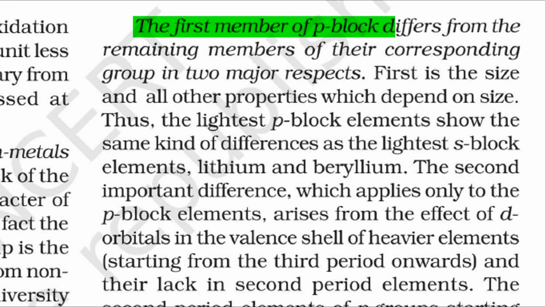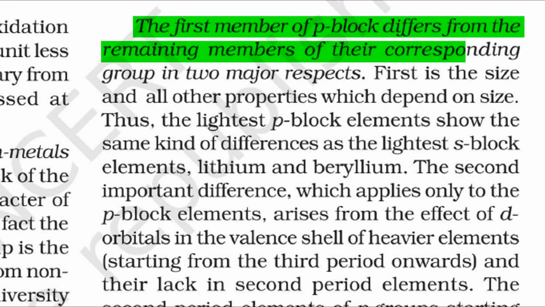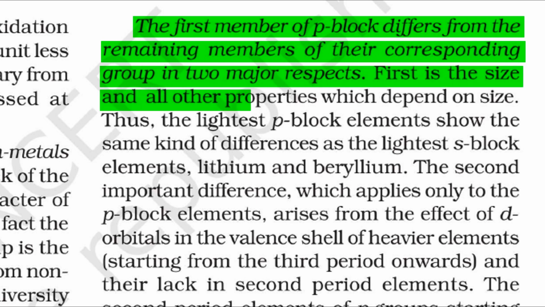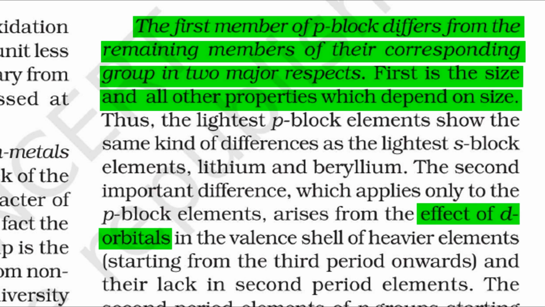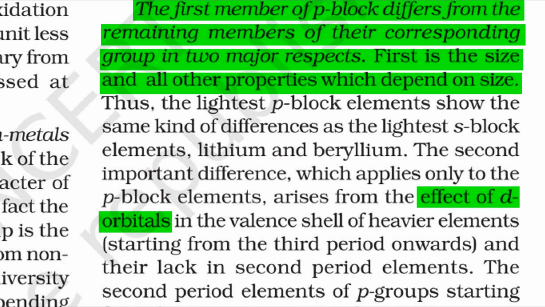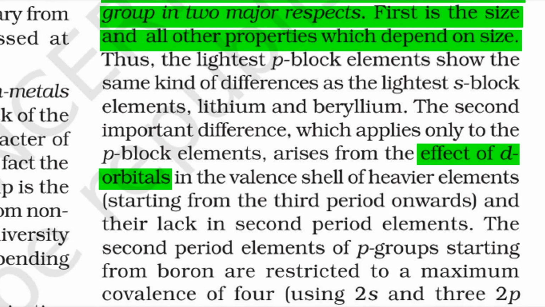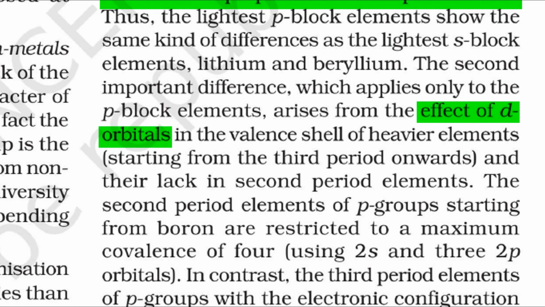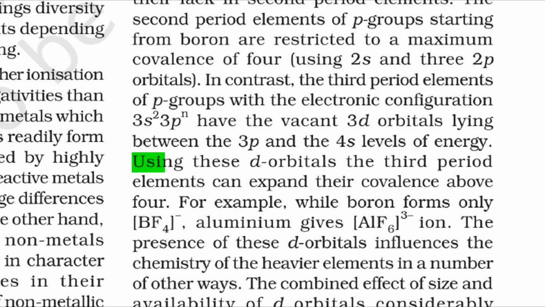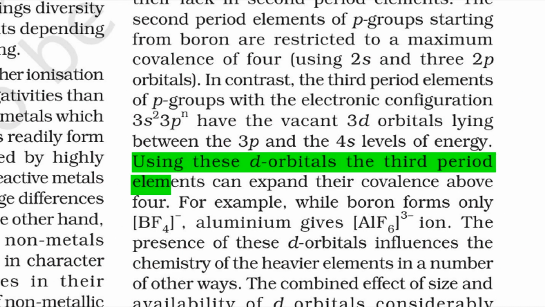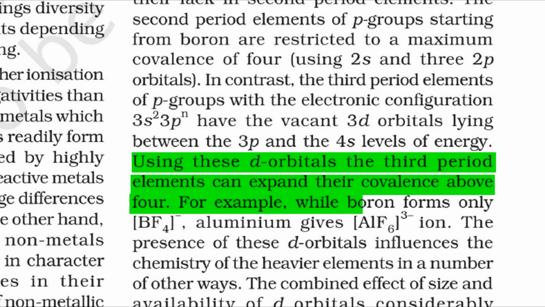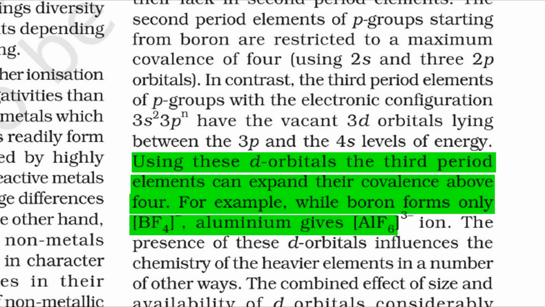The first member of p block differs from the remaining members of their corresponding group in two major respects. First is the size and all other properties which depend on size, and second is the effect of d orbitals. Now this is interesting. This whole paragraph tells us that by using d orbitals, heavier elements can expand their covalency. See this line: using these d orbitals, the third period elements can expand their covalence above 4. For example, while boron forms only BF4 minus, aluminium gives AlF6 3 minus.